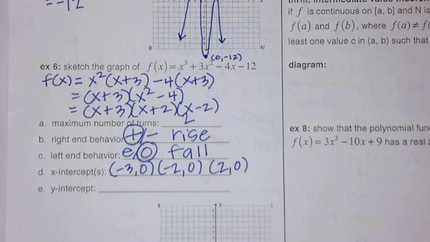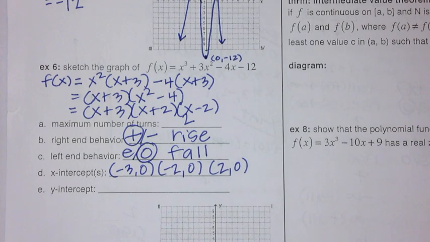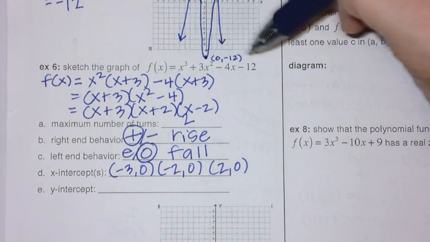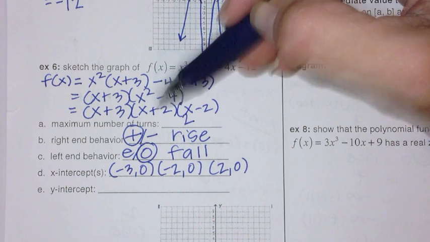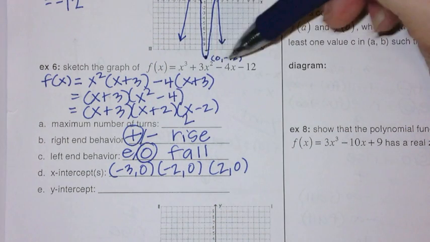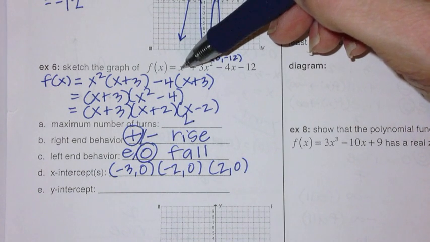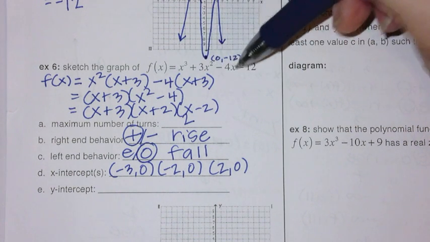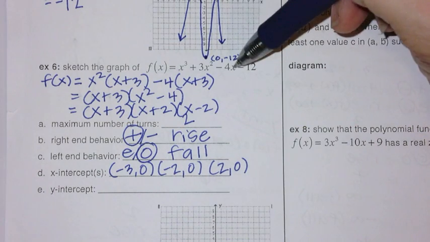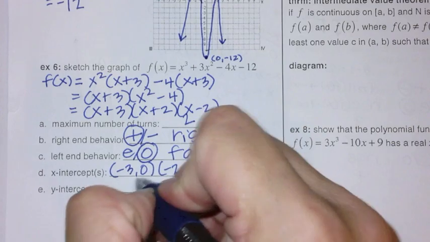And then my y-intercept is what I would get when I do f of 0, so I just plug in 0. You can plug it into this factored form or this form right here. This one's going to be the easier one because you're going to have 0 plus 3 times 0 minus 4 times 0, which all is 0 minus 12, so we get negative 12.